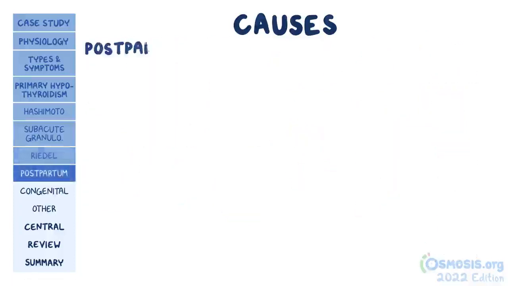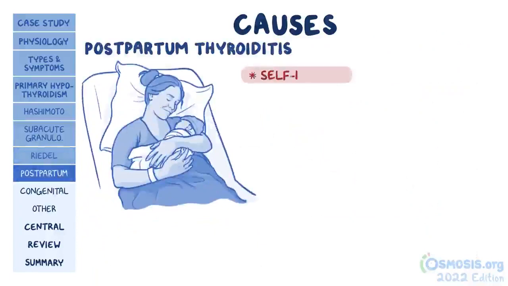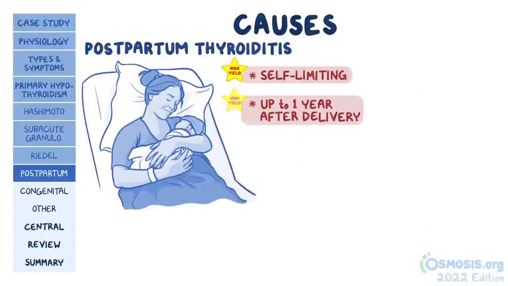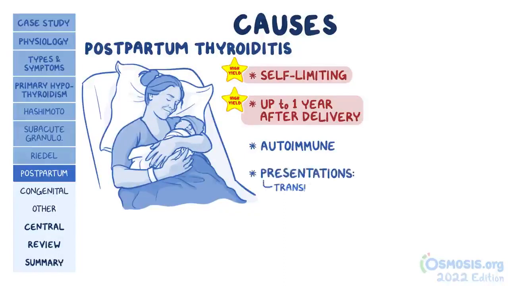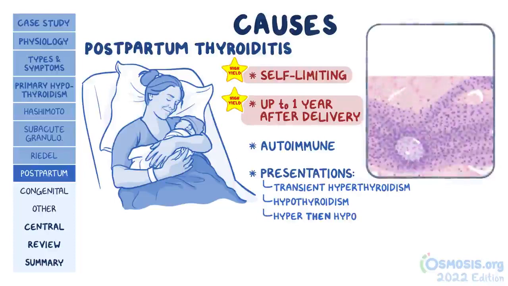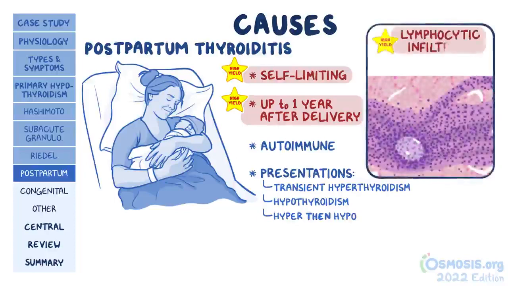Next, there's postpartum thyroiditis, which is a self-limited thyroiditis that can happen up to 1 year after delivery. The exact cause isn't known, but it's considered to be autoimmune. It can have different clinical presentations, such as transient hyperthyroidism, hypothyroidism, or hyperthyroidism followed by hypothyroidism. On histology, there's a lymphocytic infiltrate with occasional germinal center formation.